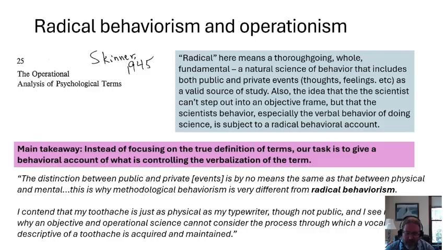And this is where the term radical comes in. Radical means thoroughgoing, whole, fundamental: a natural science of behavior that's going to include both public and private events. And the idea is that as scientists, they're not going to be able to step out and pick the right perspective. They are having verbal behavior too. They have private events and verbal behavior as well, and so what they are doing is part of the analysis.